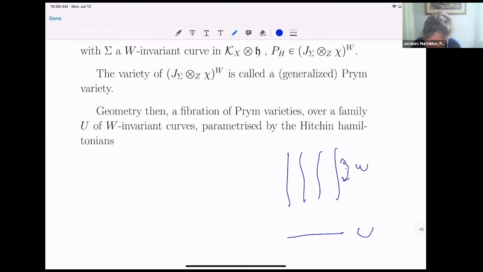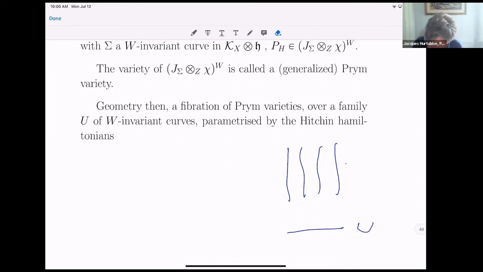Okay. Oh, sorry, these are invariant too. Sorry, I'm getting ahead of myself. Okay, the geometry then of the fibration, of the family of Prym varieties, and W acts trivially on this whole picture, so my apologies. Okay. So, I don't know, let's call this P_R. Okay.